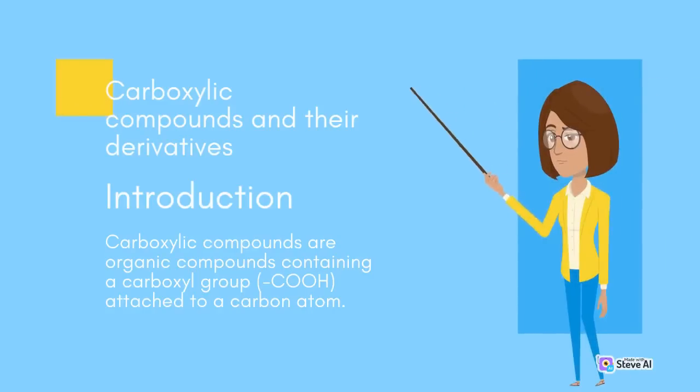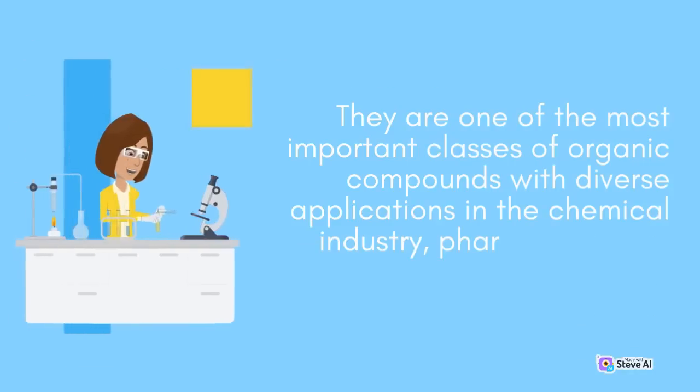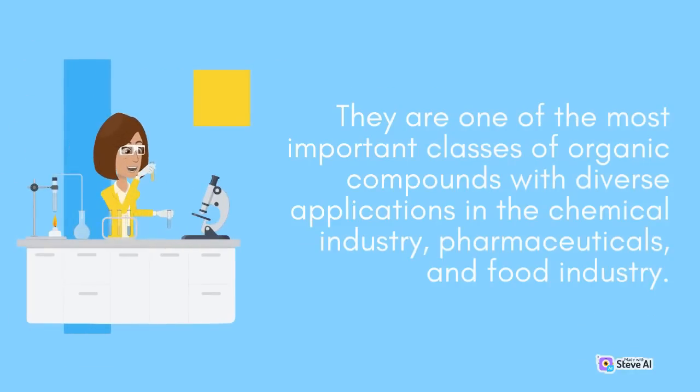Carboxylic compounds and their derivatives. Introduction. Carboxylic compounds are organic compounds containing a carboxyl group, COOH, attached to a carbon atom. They are one of the most important classes of organic compounds with diverse applications in the chemical industry, pharmaceuticals, and food industry.